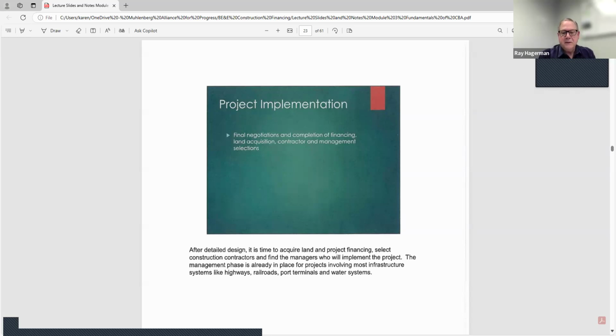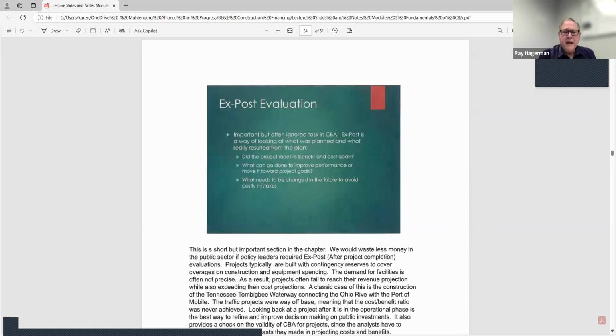But that's part of the project implementation. Ex post evaluation, you always need to look and see, okay, how did we do? What was it that we did right? What did we do wrong? What did we forget to account for?